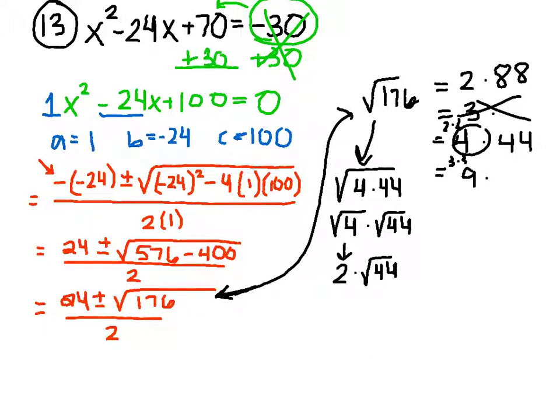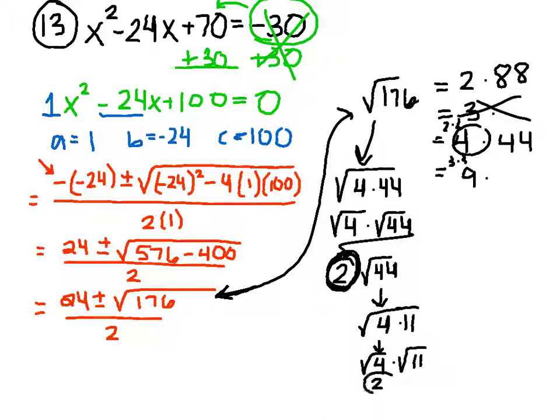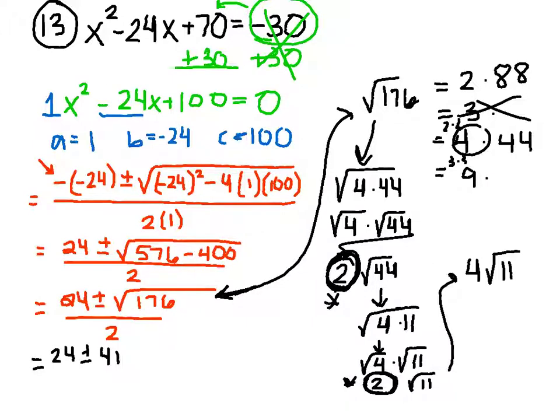And we see that we actually didn't simplify enough because we know that the square root of 44 is the square root of 4 times 11. And we're going to split it up again. So we know we need this 2 in the end. This will become square root of 4 times square root of 11. And the square root of 4 is 2. And we can't do anything with that 11. So we actually have our 2 times 2, which is 4, and then square root of 11. So that's what we're going to write square root of 176 as. So 24 plus or minus 4 square root of 11 divided by 2.